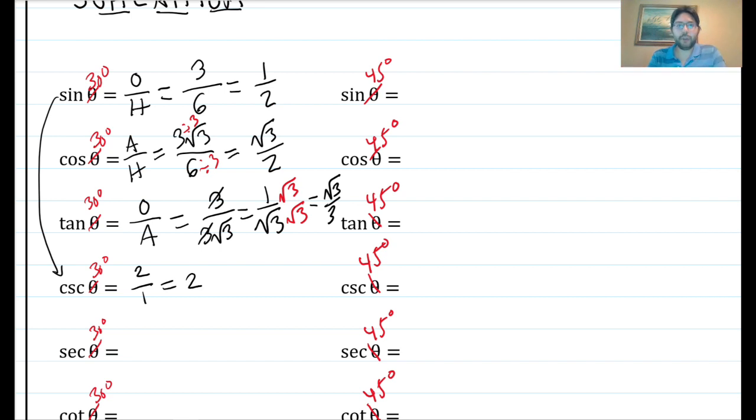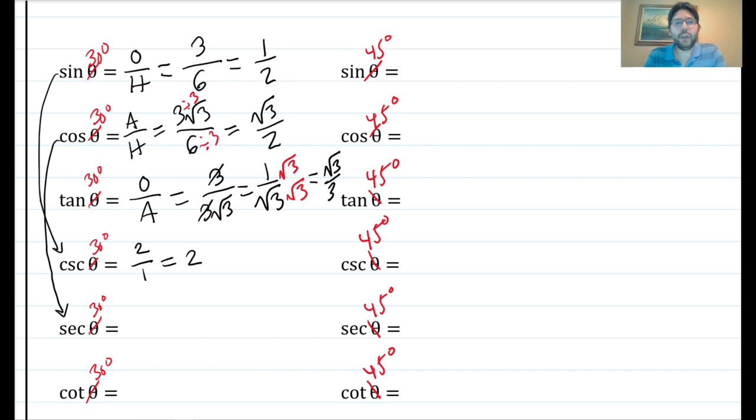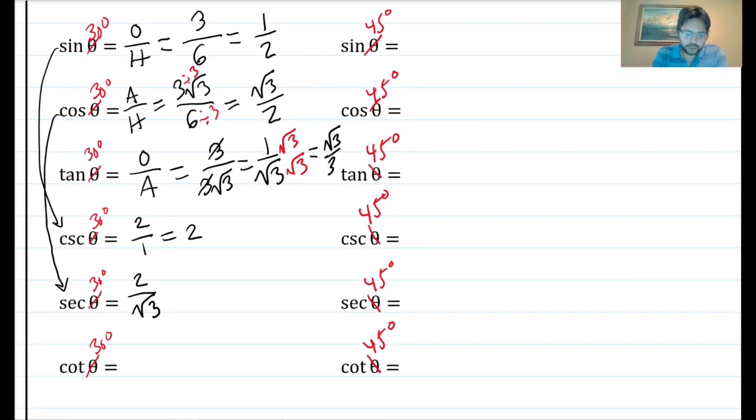Secant is the flip of cosine. So what we're going to do is flip the square root of 3 over 2. That'll give us 2 over square root of 3. But then again, I got to rationalize that. So I'm going to multiply by square root of 3 top and bottom. I should have done that in red. And that'll give me 2 square root of 3 over 3.